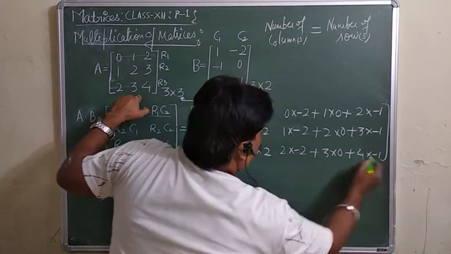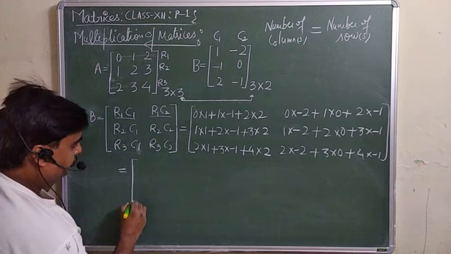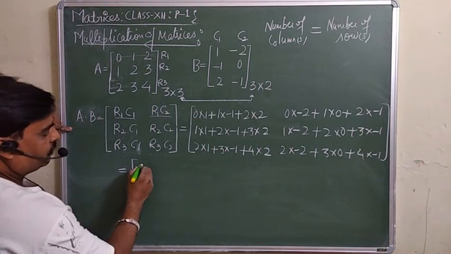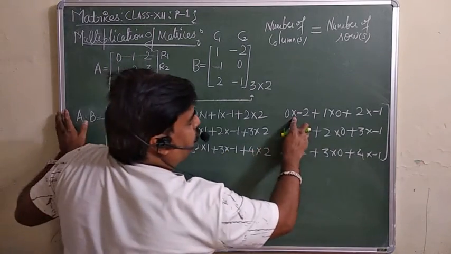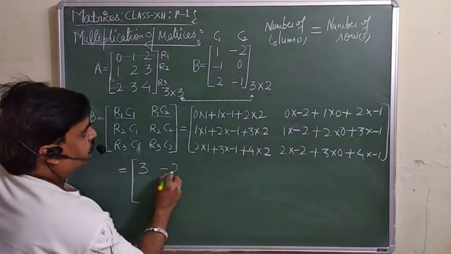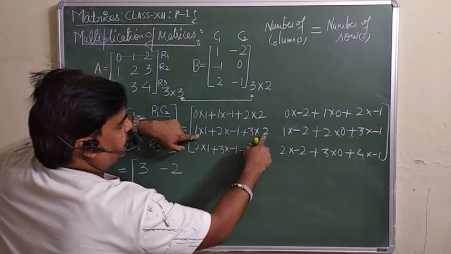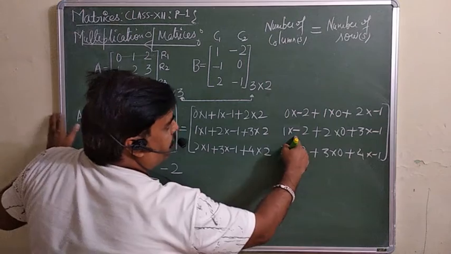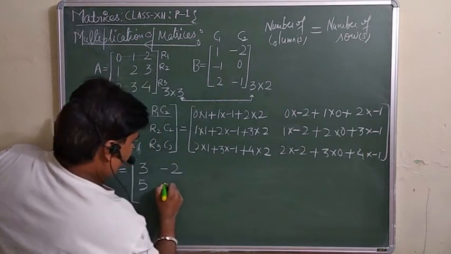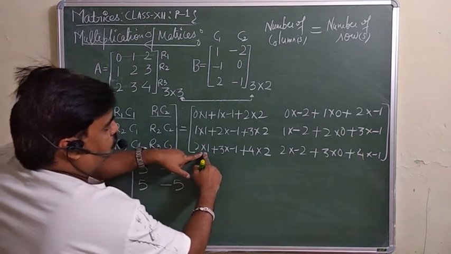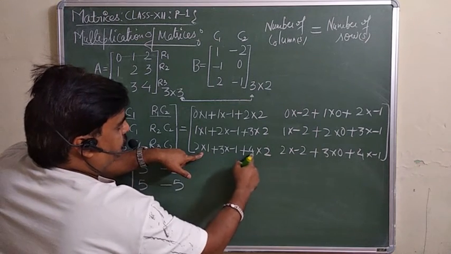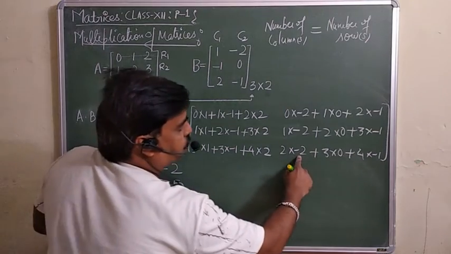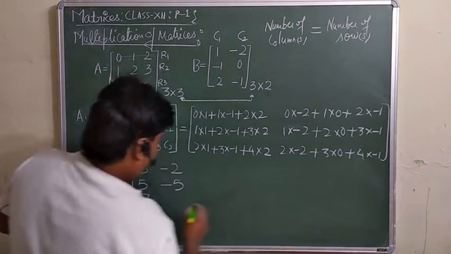You can solve it. So what you will get here is 0 minus 1 plus 4, which is 3. Then 0 minus 2 plus 0 minus 2, which is minus 4. Then 1 minus 2 plus 6, which is 5, and minus 2 plus 0 minus 3, which is minus 5. Then 2 minus 3 plus 8, which is 7, and minus 4 plus 0 minus 4, which is minus 8.